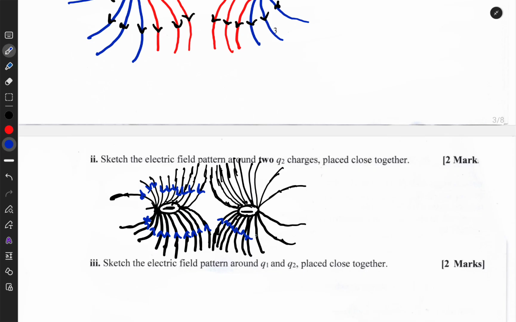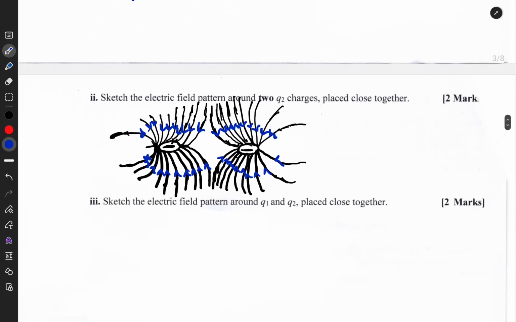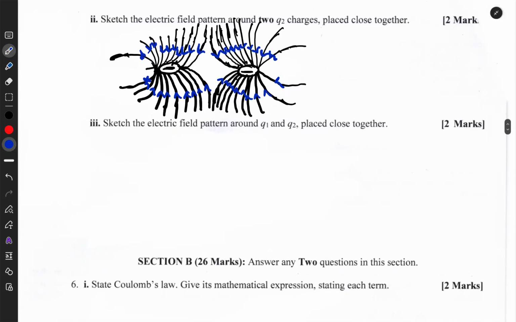Remember that field lines always come out of positive and go into negative. So don't forget that. Make your field lines go into the negative and you would be done. This is how simple it is. Look at how simple it is. Can you see that?